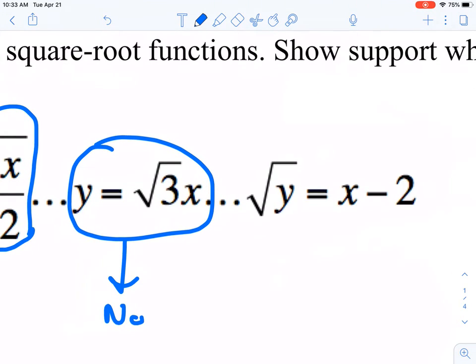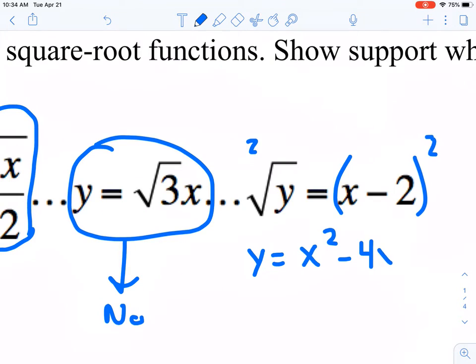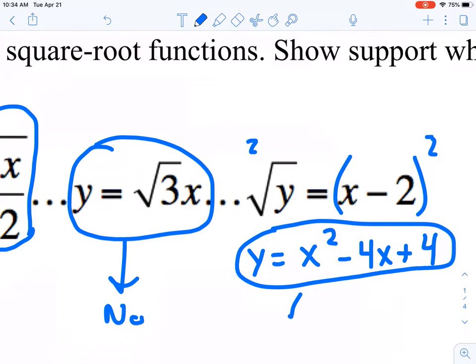And then finally, here's where you have to be careful. If I solve this for y, I'd have to square both sides, so y is equal to, now if I FOIL that, I get x squared minus 4x plus 4. Is that a square root function? It is not. We know that as a quadratic.